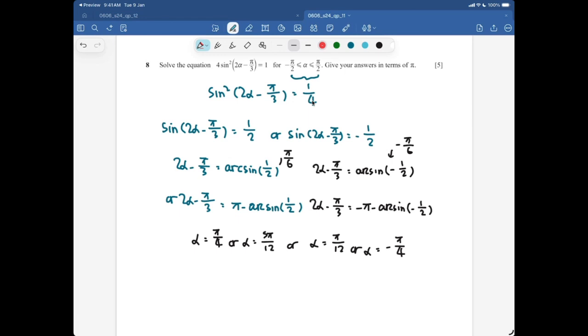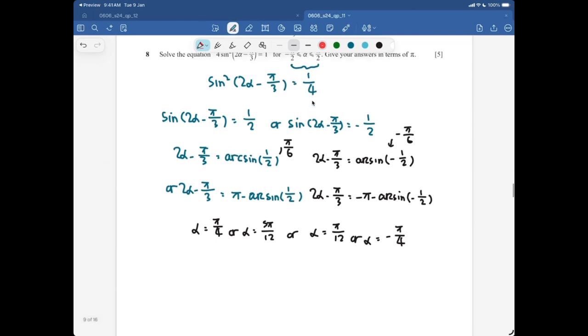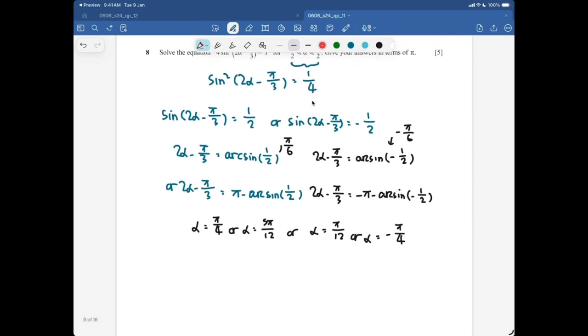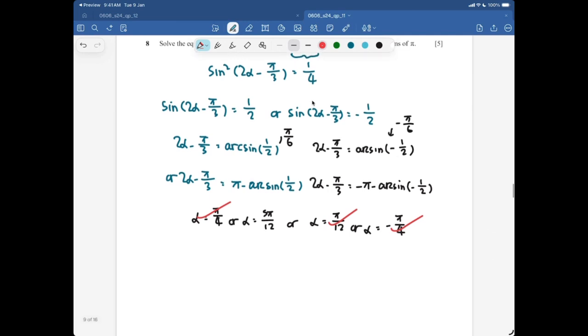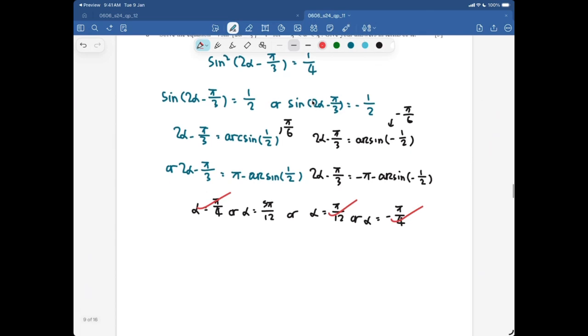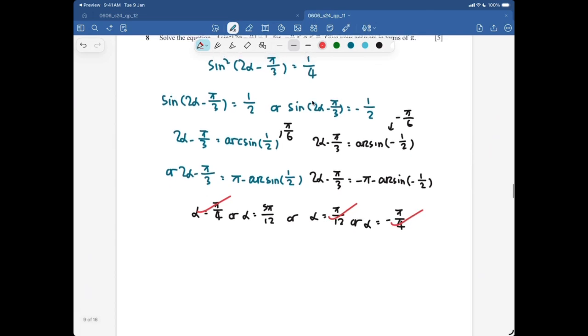-5 pi over 12. So this is correct. This is correct. And this is correct. -5 pi over 12. Not too sure about that. Why is it not 5 pi over 12?